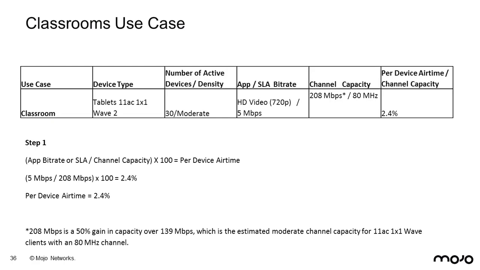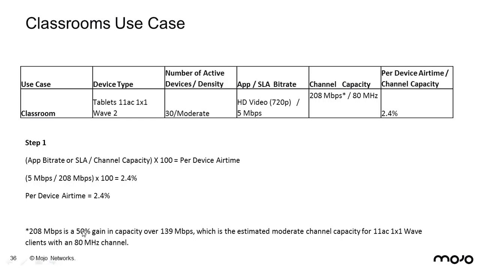So we start with step 1, where we take the application bitrate or the SLA and divide it by the channel capacity times 100 to get the per device airtime. And we have 208 up here in the capacity. Now, how did I get that? Well, if you remember, I had something highlighted in the back, earlier on in the presentation, and that was 139 megabits. That was Wave 1 with 80 megahertz for single stream devices with a moderate channel capacity. So we estimated that the aggregate available throughput would be 139 megabits.